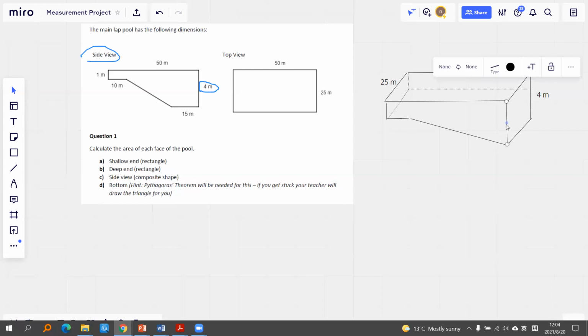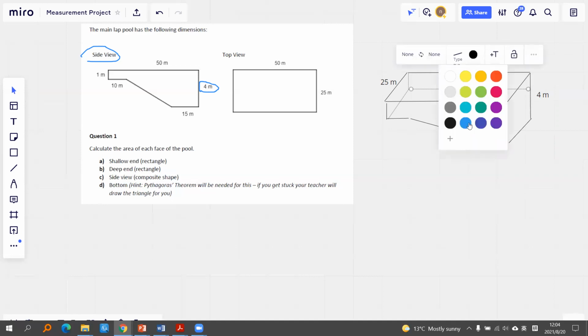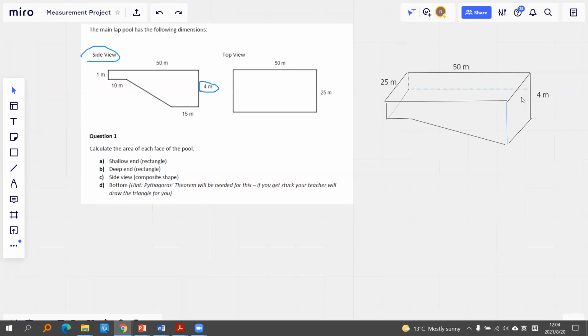I just try to use a different color. So I change this one to blue. So this one is 4 meter. This one here is also 4 meter. I just change the color of this one. Let me try to change the color. Yeah, so make it blue.